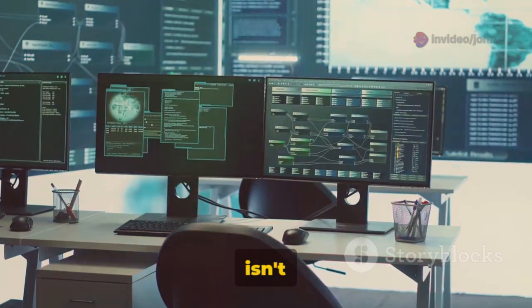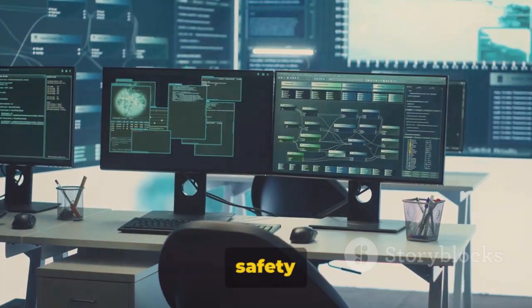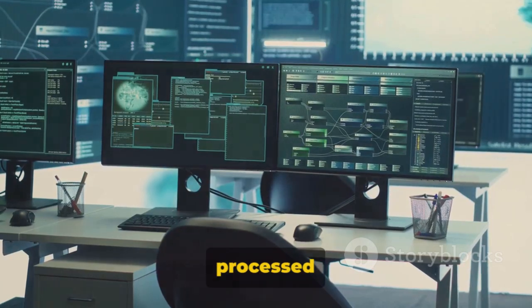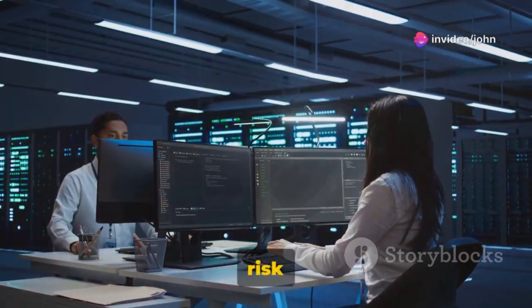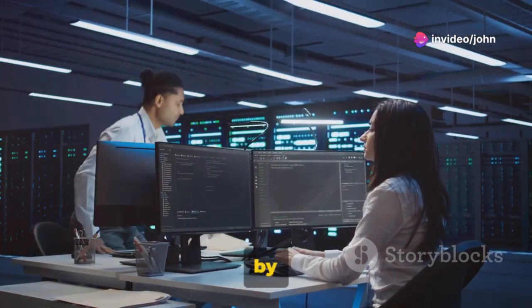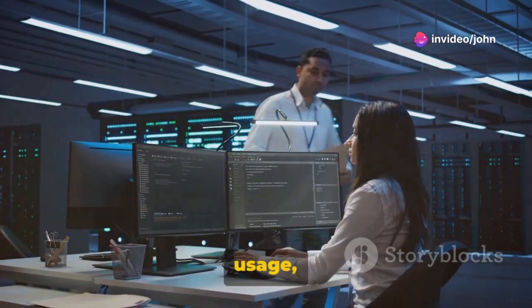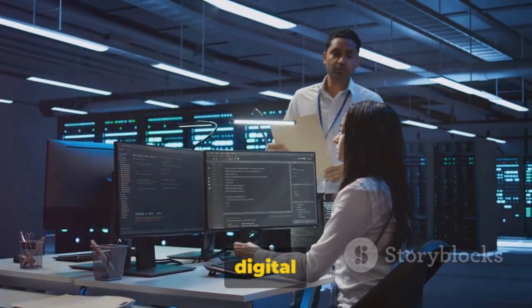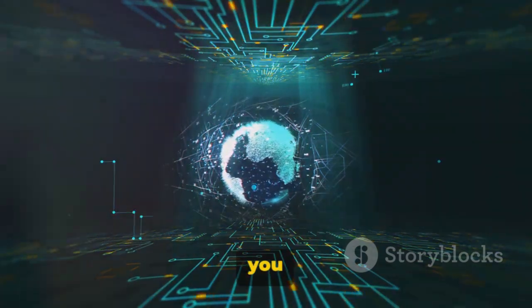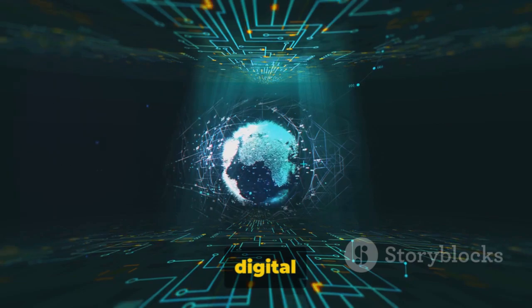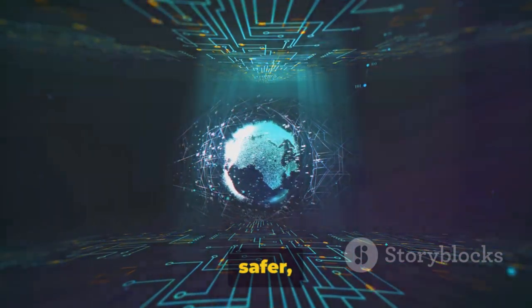Moreover, edge computing isn't just about speed, it's also about safety and efficiency. With data processed at the edge, sensitive information doesn't need to travel far, reducing the risk of breaches. Plus, by minimizing latency and bandwidth usage, we're looking at a more efficient digital world. Edge computing might seem like a complex concept, but when you break it down, it's really about making our digital world faster, safer, and more efficient.